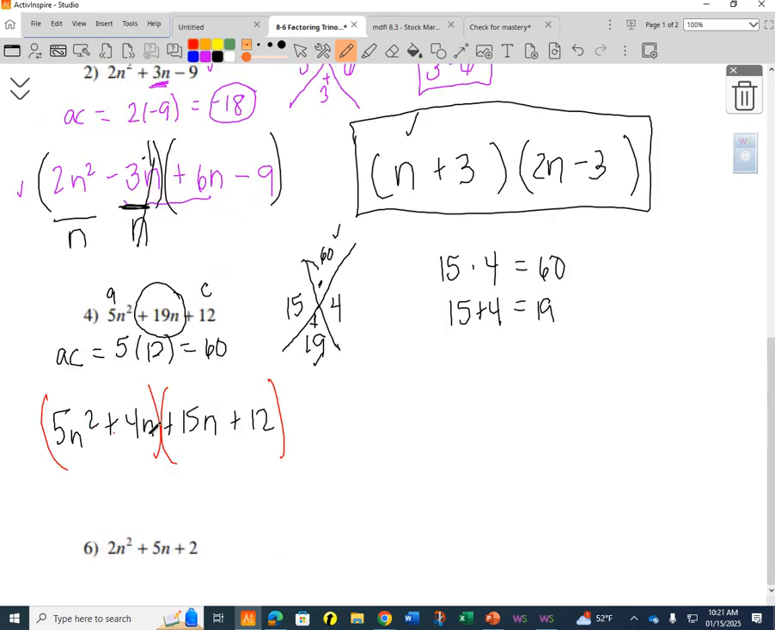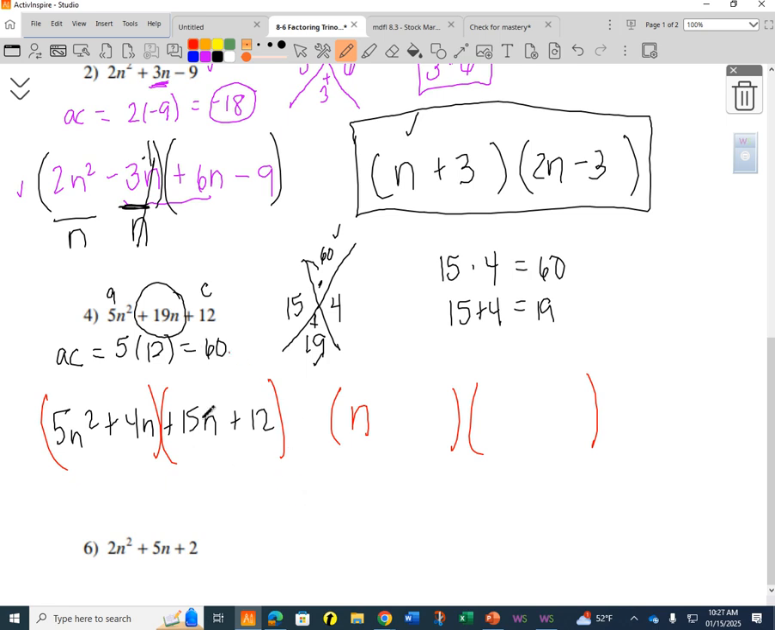Pulling out a greatest common factor of each group, right? What's the greatest common factor of the first group? Annabelle? N, exactly right. 4 and 5 don't have any common factors, so we can't put a numerical common factor.